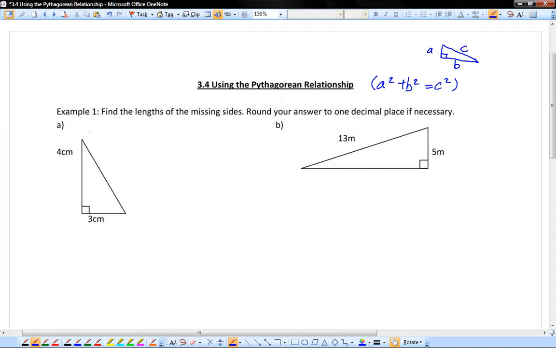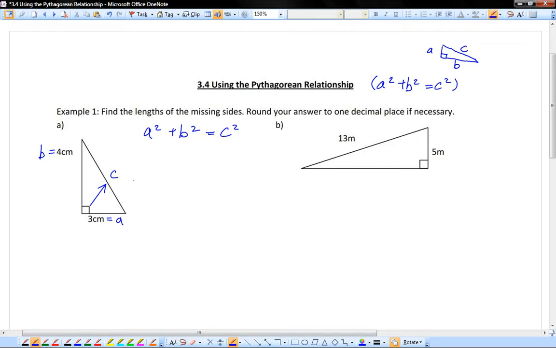So for instance, in example 1, where it asks us to find the lengths of the missing sides and round your answer to one decimal place if necessary, what we're going to do is we are going to be using a squared plus b squared equals c squared in each case. And in this case, we know that 3 could be either a or b, and it doesn't matter if you reverse these, as long as you make c the hypotenuse. And we know that c is the hypotenuse because it's the one that's diagonally across from the right angle. And so C is our missing side that we're going to find its length.